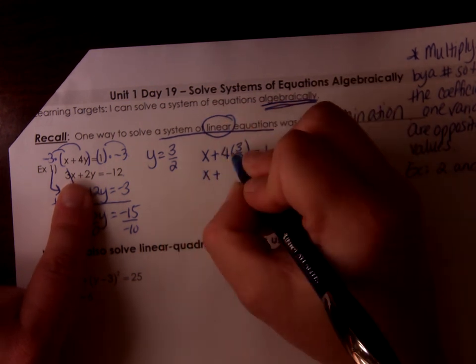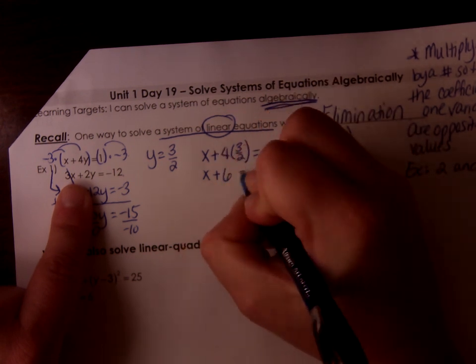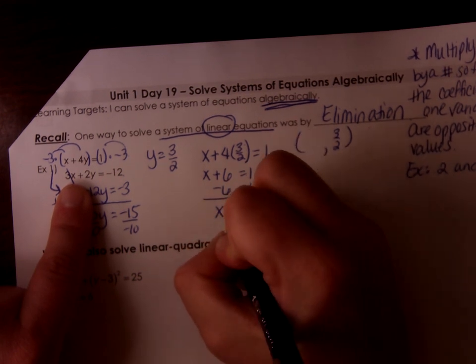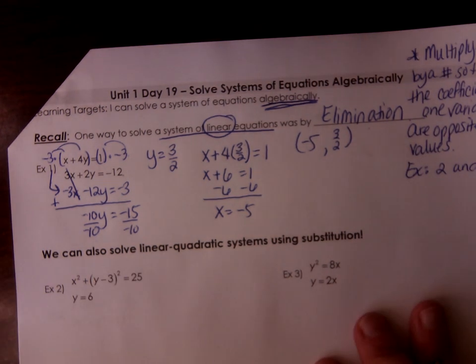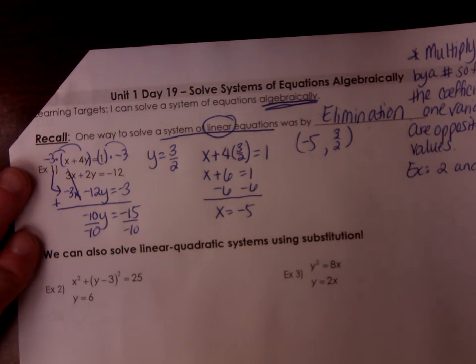So I have x plus 12 divided by 2, which is 6, is equal to 1. I'm going to subtract 6 on both sides, and I find that x is equal to negative 5. So my point of intersection and my solution is (negative 5, 3/2).